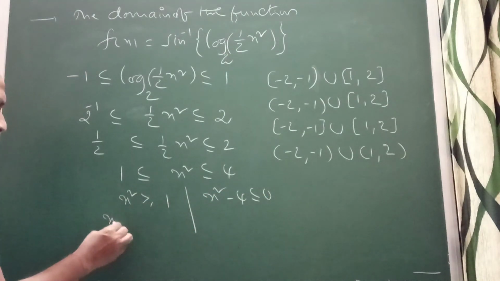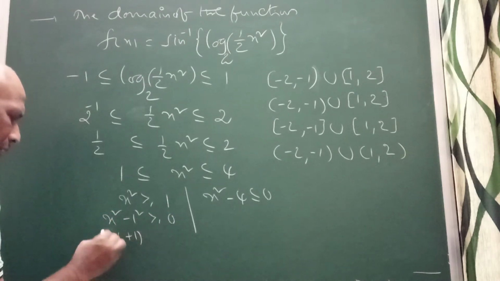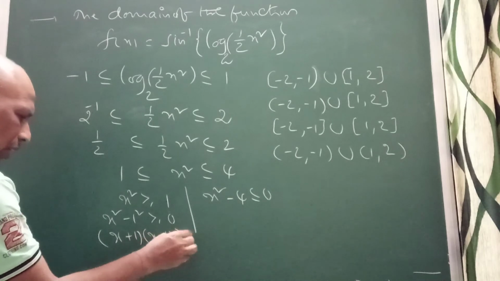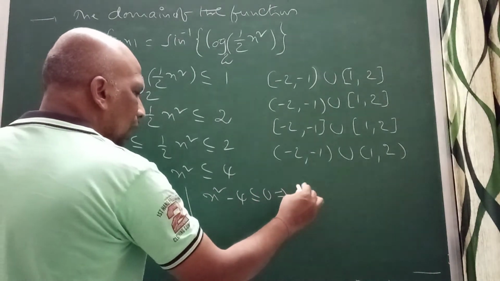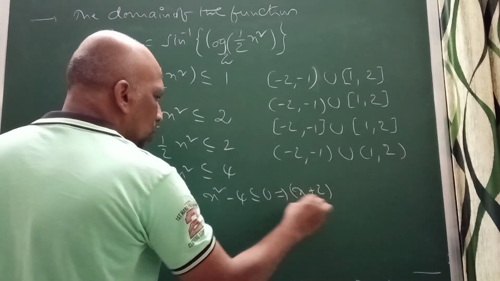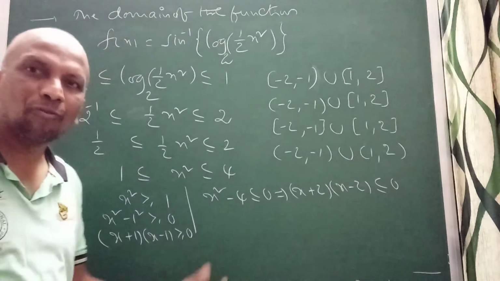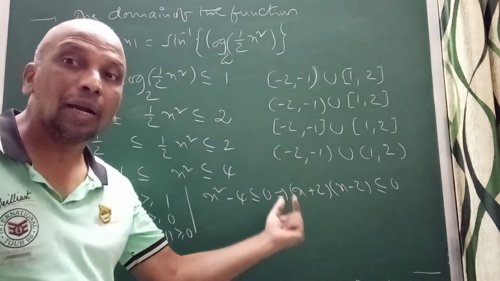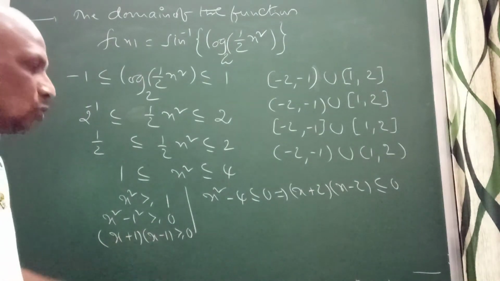So this is x square minus 1 greater than or equal to 0. x plus 1 into x minus 1 greater than or equal to 0. But coming to here, I will get x plus 2 into x minus 2 less than or equal to 0. Two linear factors less than or equal to 0 means x lies between minus 2 and 2. Here it does not lie between minus 1 and 1.